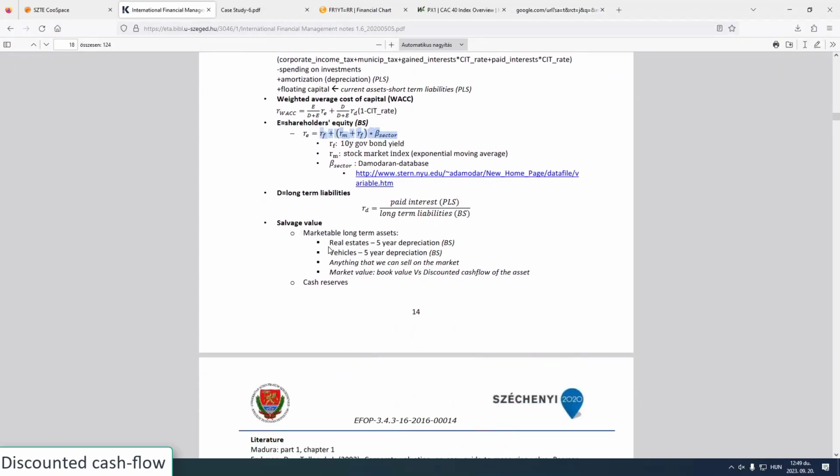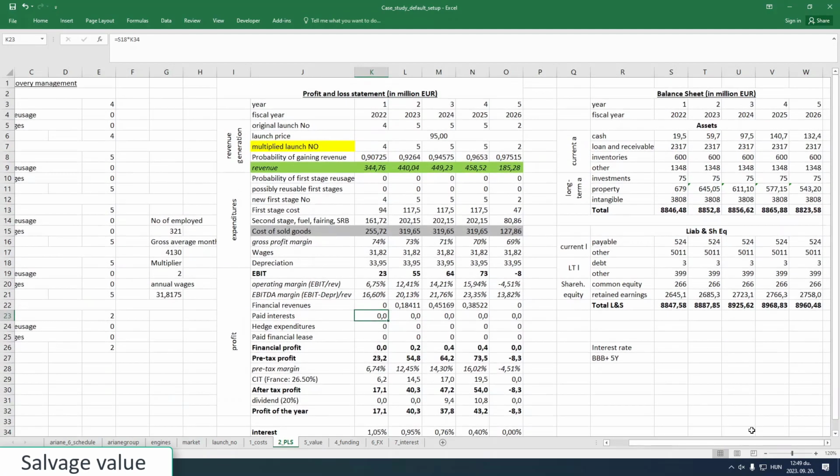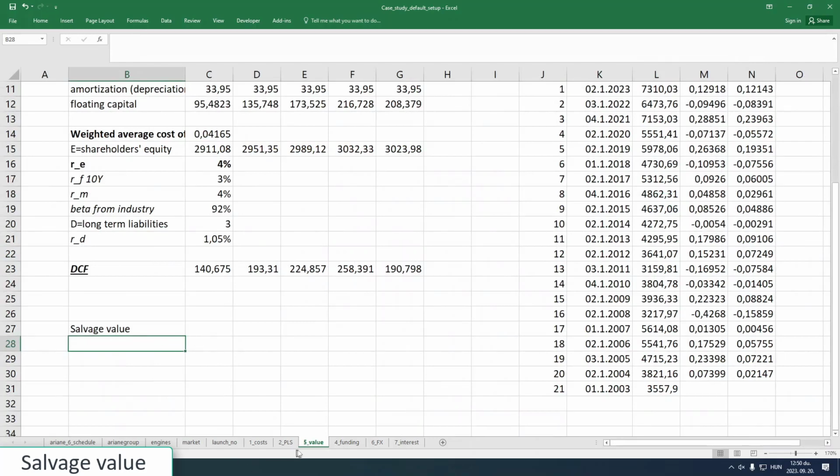So what can be considered real estates? So right now we have property. If we are going back to the, okay, I don't need this anymore, also the beta. So if we are going back to the balance sheet, then we can see that we have the property. I have no idea what these investments are, so can we sell it for 20 or 75 million euros? Maybe not. So let's say that, okay, we have the property and we have the intangibles, because there is a chance that we can sell them on the market. Property will suffer from depreciation, intangibles are not suffering from depreciation, so we should consider these two things.